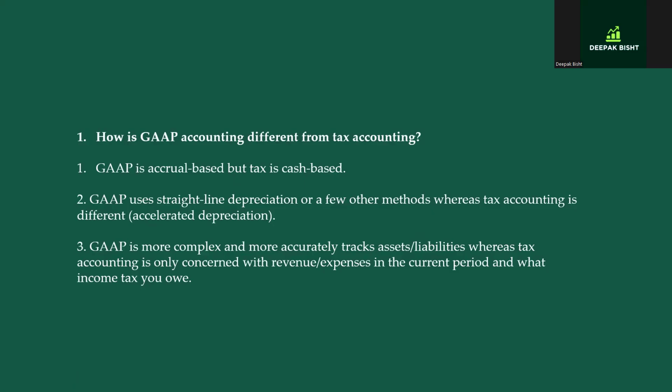GAAP is more complex and more accurately tracks assets and liabilities, whereas tax accounting is only concerned with revenue and expenses in the current period and what income taxes you owe. We have discussed previously that bigger corporations do GAAP, the accrual based accounting, and cash accounting is done by the smaller corporations, where their main concern is how much income tax they owe and how they can save on income taxes.